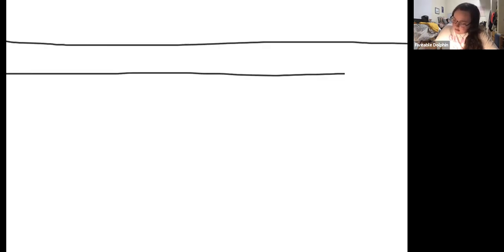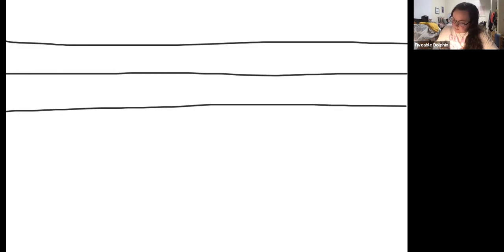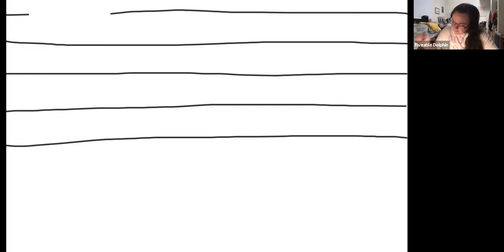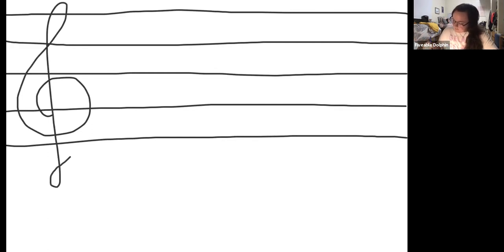So this first one, if I could stop doing that, that would be so great, is we're in the key of D. So write that down first and figure out what the key signature is. I'm going to do it up here. And we'll do this one in treble. So the key of D, what's our key signature?